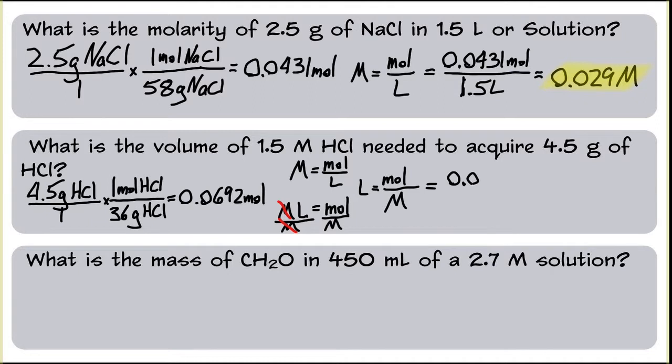Well, let me go ahead and put in my numbers. That's 0.0692 moles. And the molarity is 1.5 molar. And that gives us for our final answer 0.046 liters. So, in other words, you would need to pour off 46 milliliters, which isn't a whole heck of a lot.